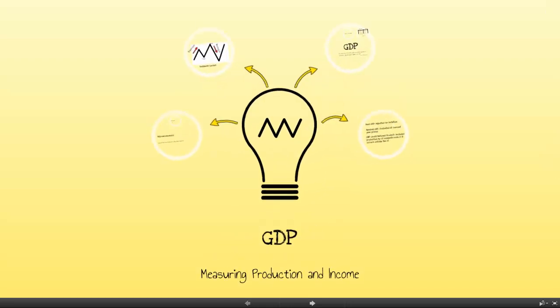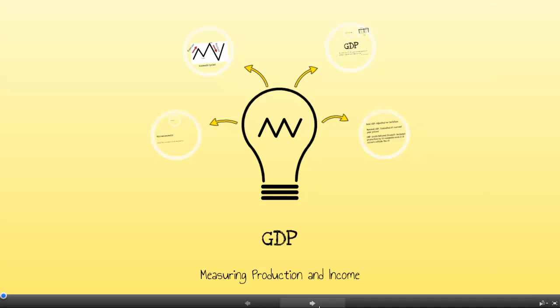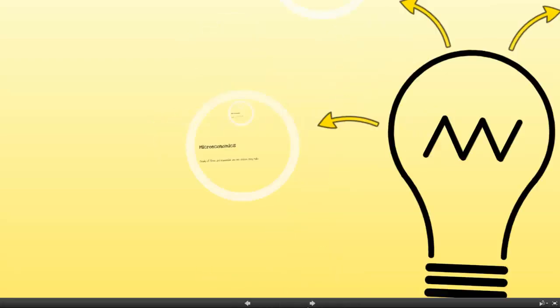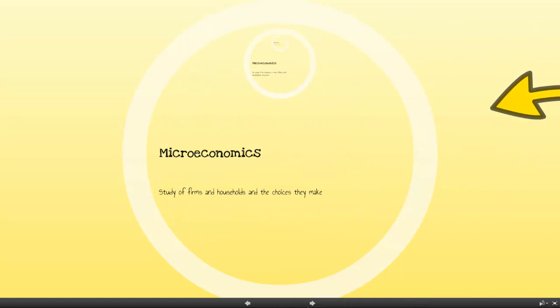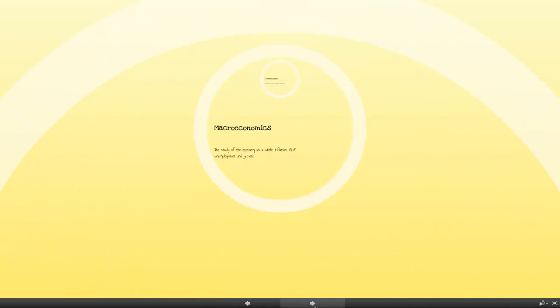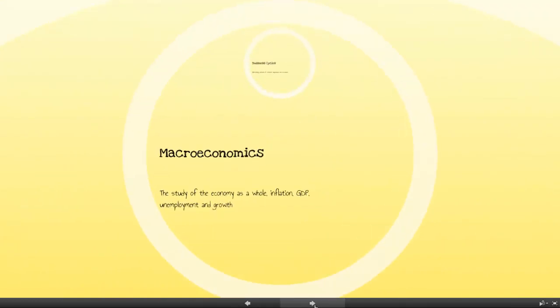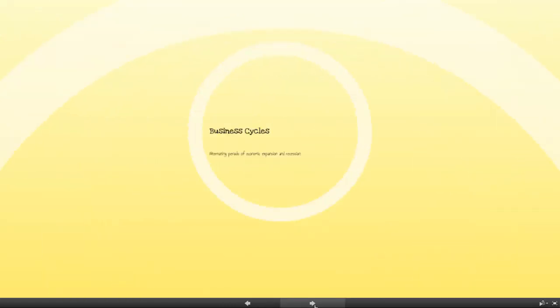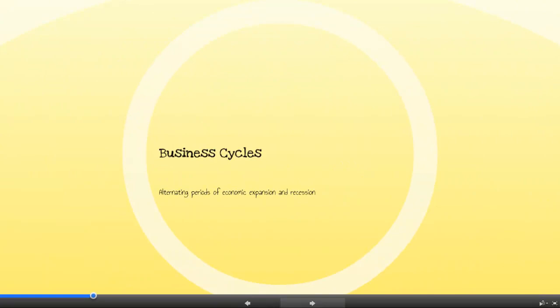So this is the chapter on GDP, gross domestic product, measuring production and income. In microeconomics, we study the choices of firms and households. In macroeconomics, we study the economy as a whole: inflation, GDP, unemployment, and growth. One of the first things to think about is business cycles. These are alternating periods of economic expansion and recession.